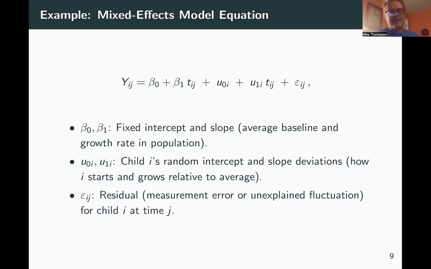So the key typical assumption in the random effects models or the mixed effects models is that these U0i, U1i, the random intercept and the random slope, come from a bivariate normal distribution. And that makes it a very computationally efficient way to model the data, because there's only a few parameters you're estimating, because of the normality assumption.